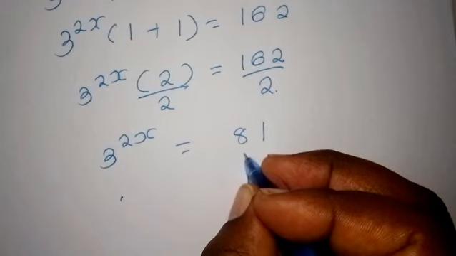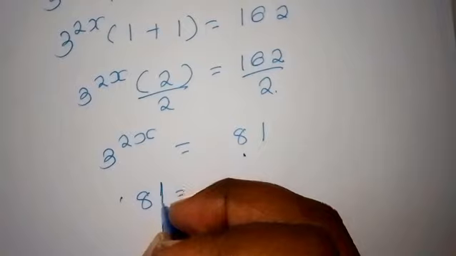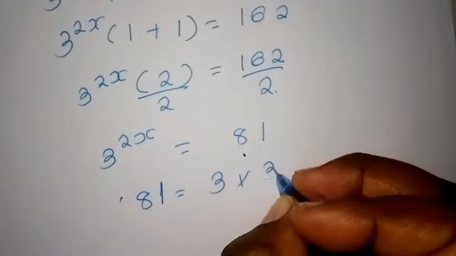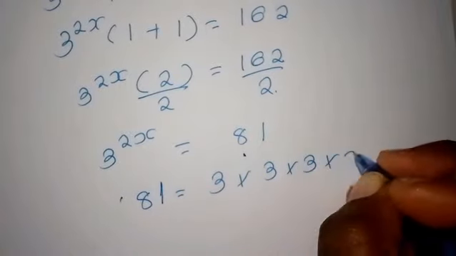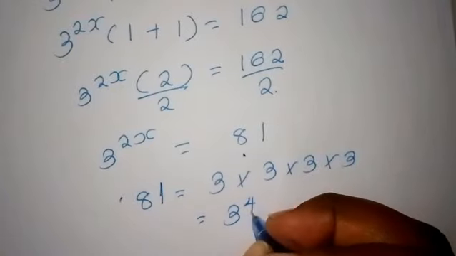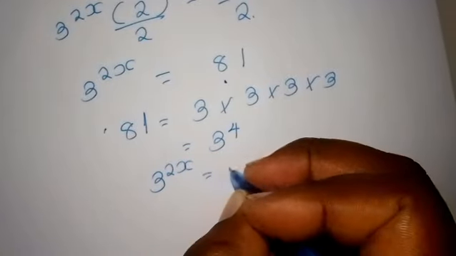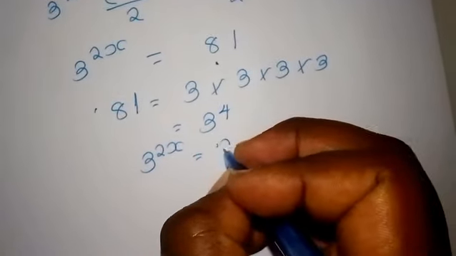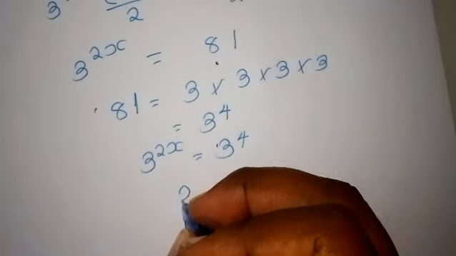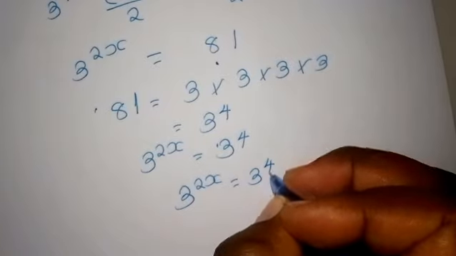If we change 81 into an index form, 81 is the same as 3 times 3 times 3 times 3. Therefore, it is equal to 3^4. 3^(2x) is the same as 3^4.